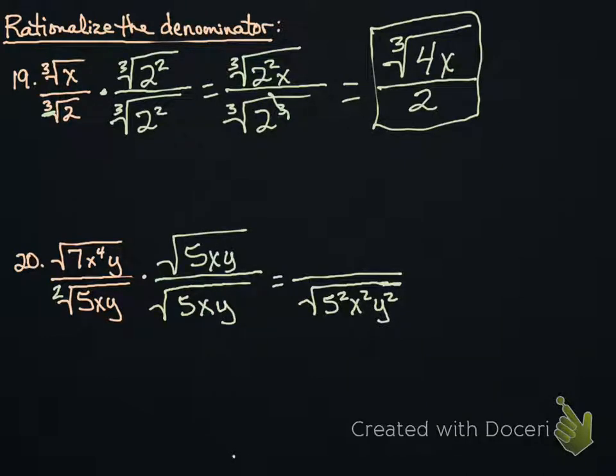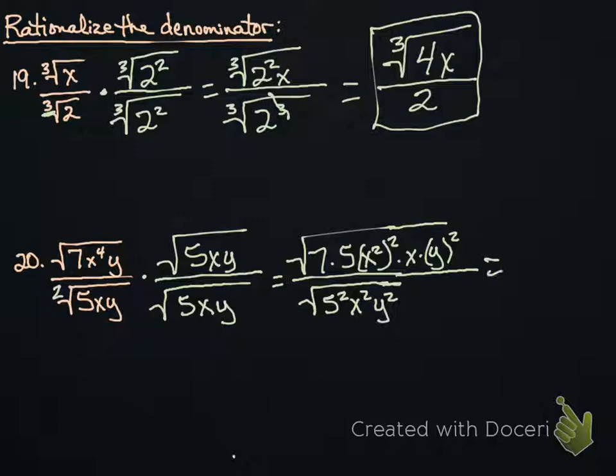5xy. That means on top, I have 7 times 5, and then I have x to the 4th. X to the 4th is x squared squared, and then I've got another x that it's multiplied by. And then I have y times y, which gives me y squared. So now let's reduce this all out, simplify it.